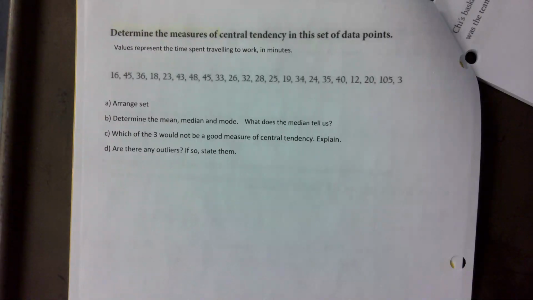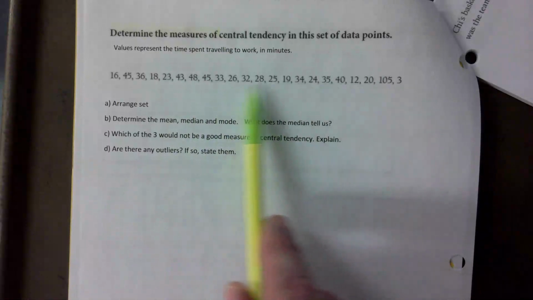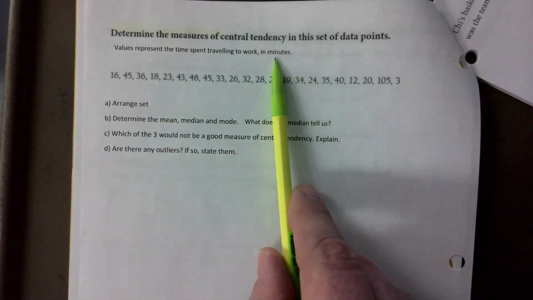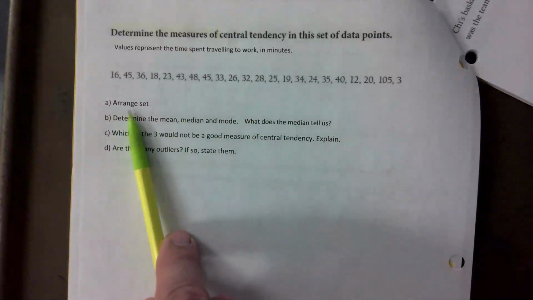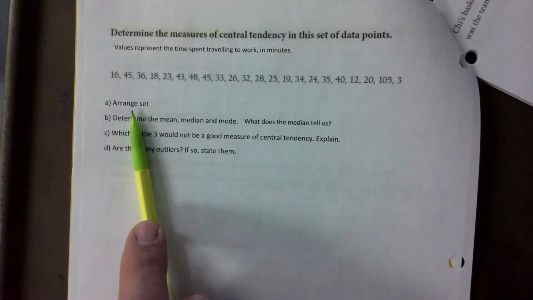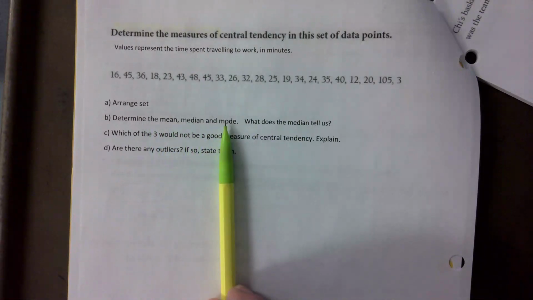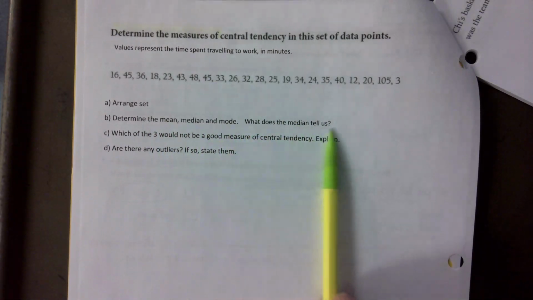So here we go. In this case, these represent times traveling to work in minutes, okay? And I asked you to arrange it. I may or may not tell you to do so, but if I do ask you, it's for sure a mark, okay? Then we determine the mean, median, mode, and I ask you, what does the median tell us, right?